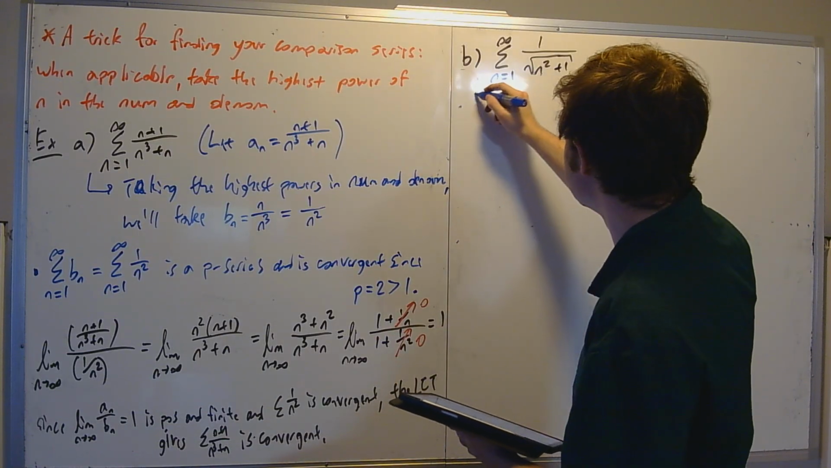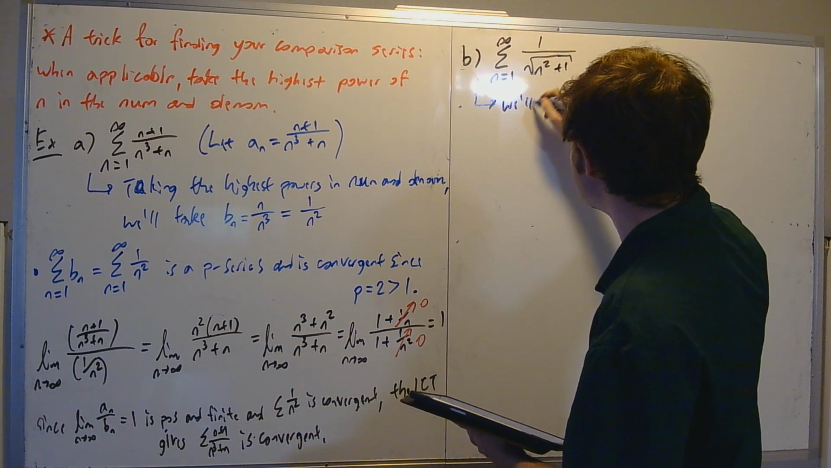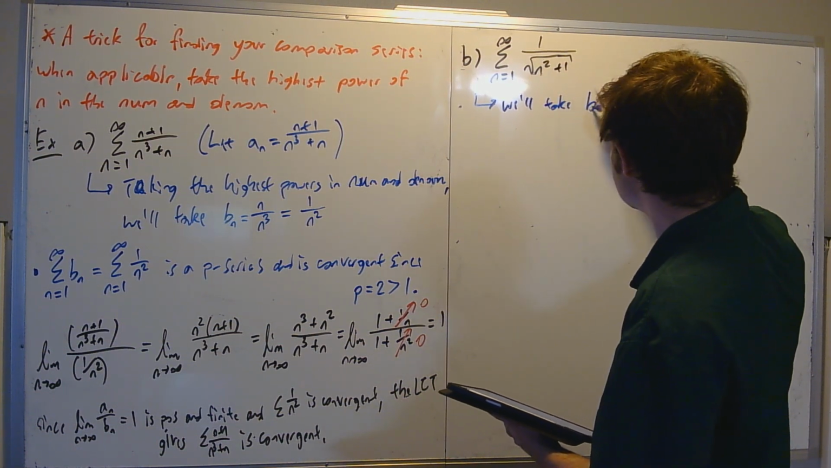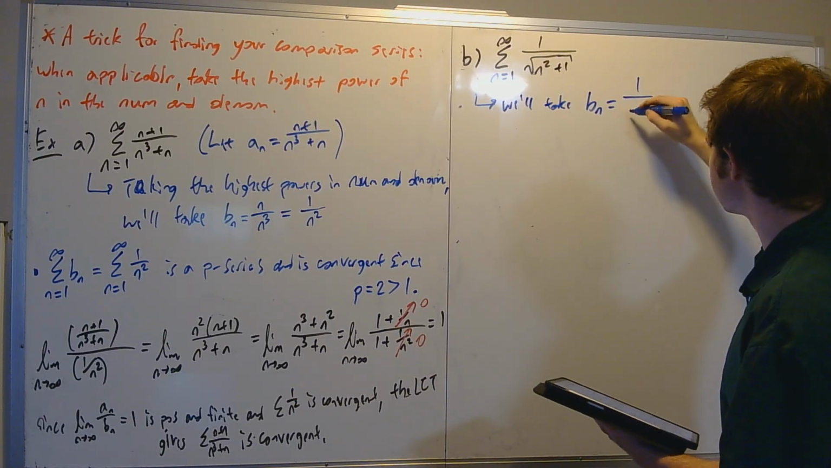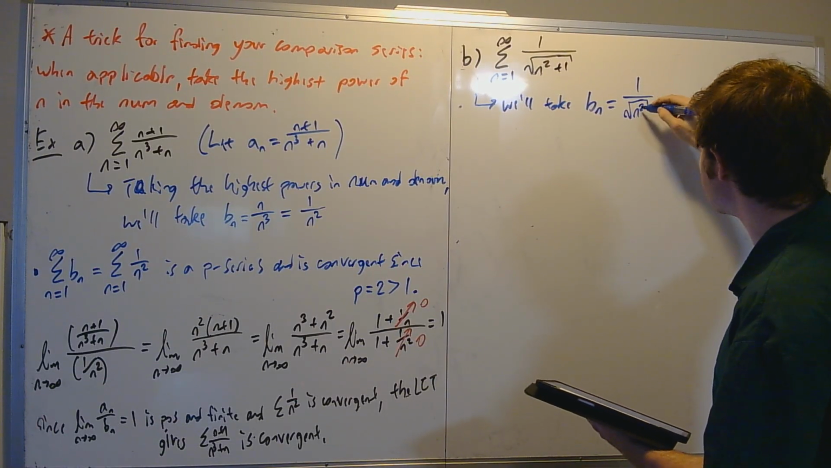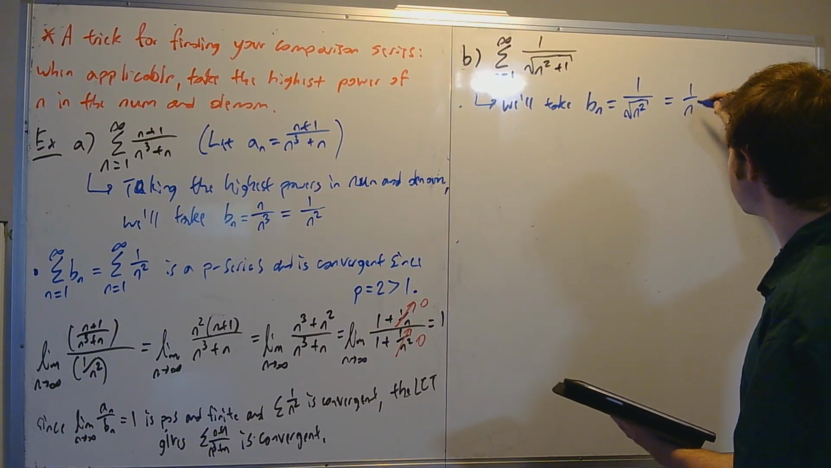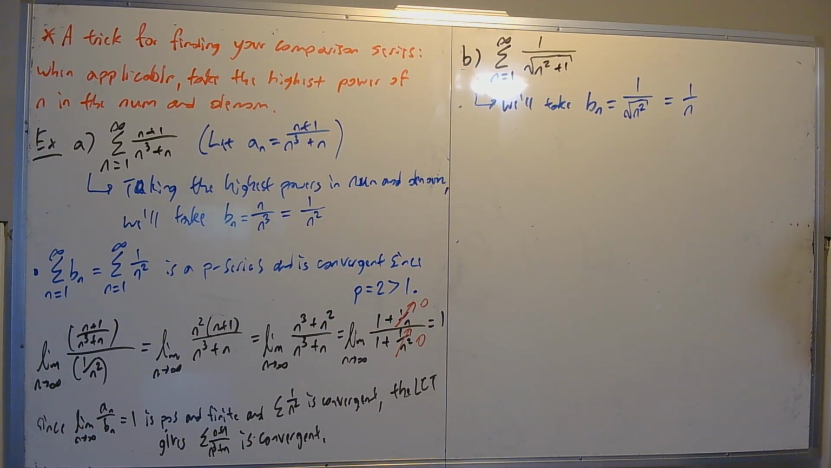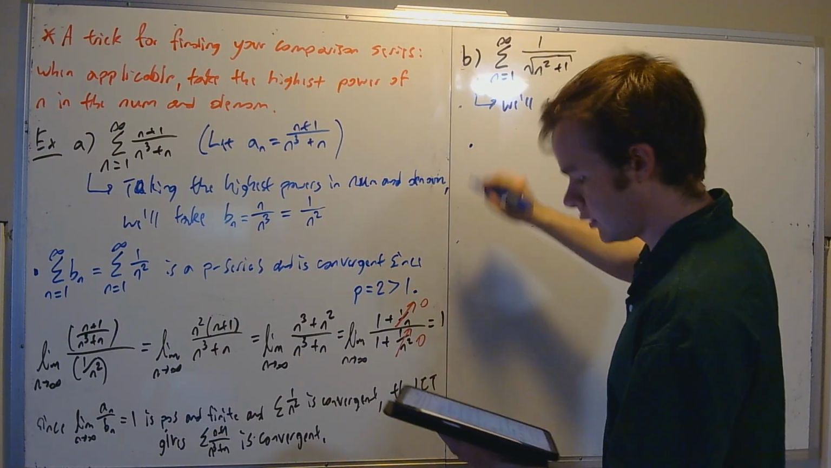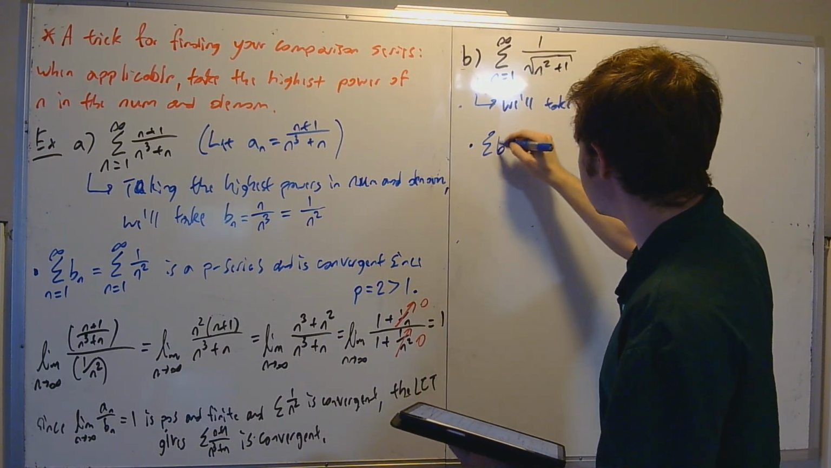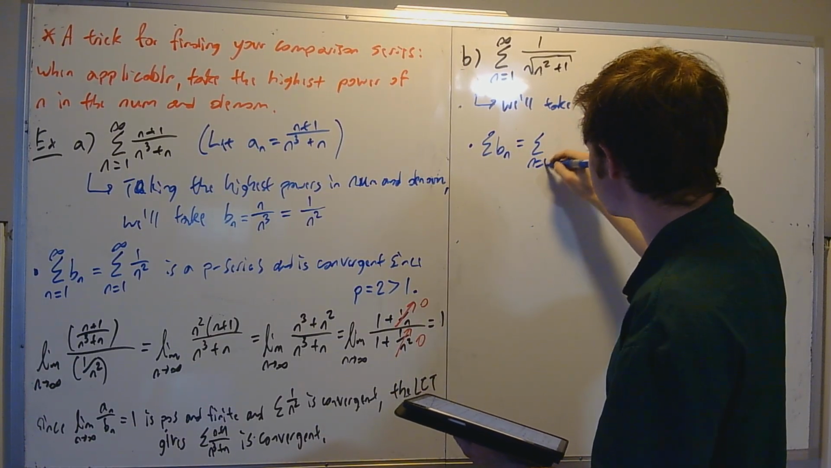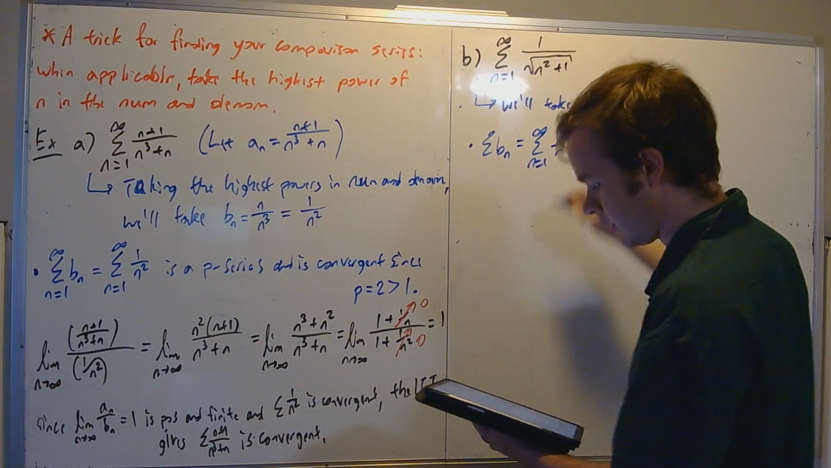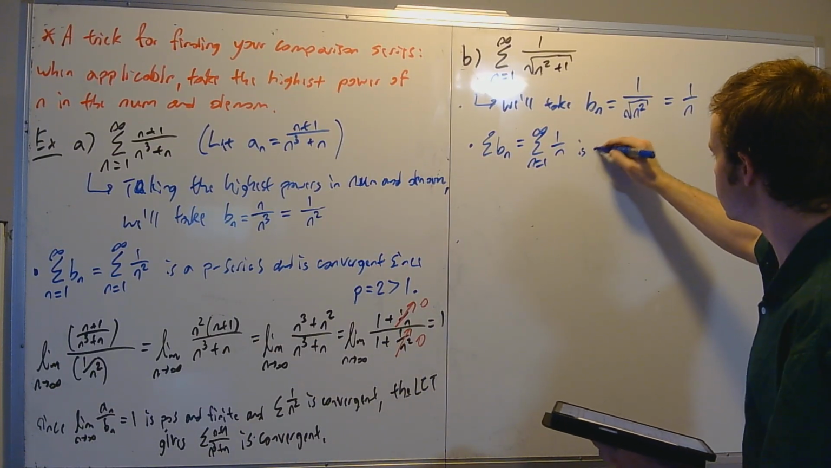So I'll say here, we'll take Bn equal to 1 over the square root of n squared, just by getting rid of that plus 1, which is the same thing as 1 over n. Okay, so that's going to be our Bn. And I'll say here that the sum of all the entries of Bn is going to be equal to the sum from n equals 1 to infinity of 1 over n, and we said that's the harmonic series.